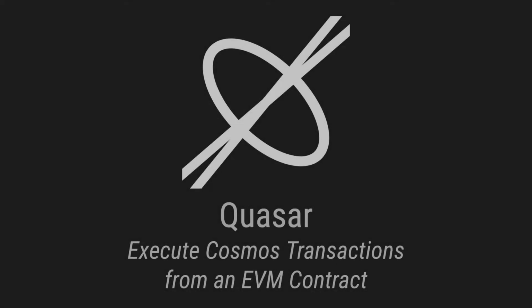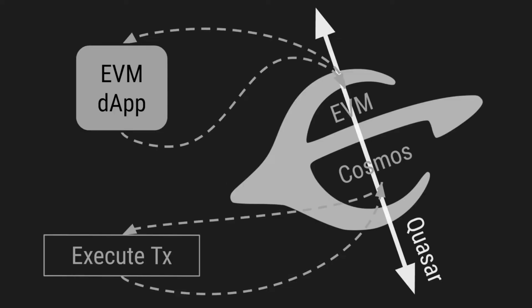In a previous video, we demoed the execution of Cosmos transactions and queries from within the EVM as part of our Quasar technology. To recap, Quasar unifies the EVM and Cosmos environments in a general, bidirectional way. The EVM has access to Cosmos APIs and vice versa.